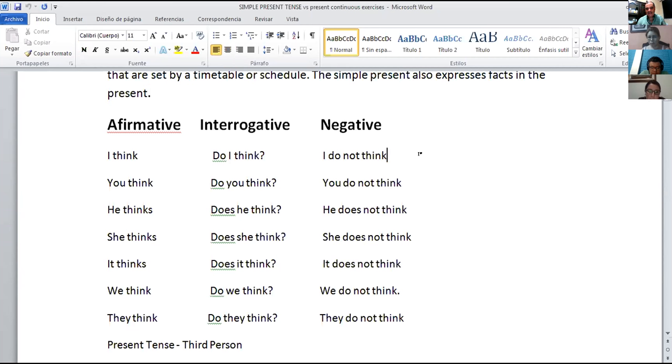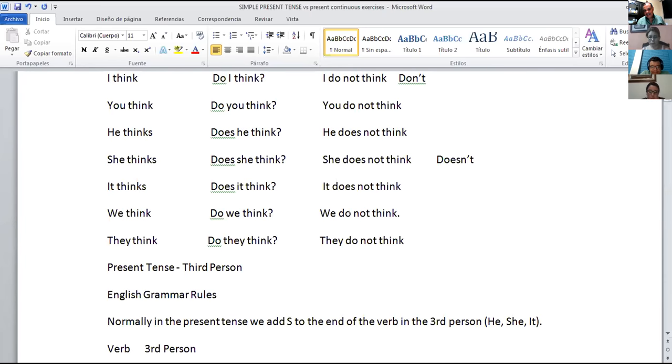Now, the negative. Remember that the contraction is don't, okay? And here, the contraction is doesn't, okay? So, I do not think, contraction, I don't think, you don't think, he does not think, contraction, he doesn't think, she doesn't think, it doesn't think. And then again, we don't think, they don't think. Okay? Is that clear? Something that you know.